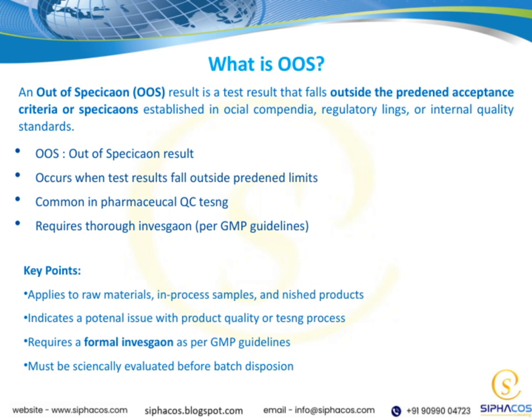Now, to clarify, an OOS result occurs when test results fall outside the predefined limits or specifications. These are the standards established in official compendia, regulatory filings, or our internal quality standards. So, what exactly is OOS? It stands for out of specification, and it simply means the test result does not meet the set acceptance criteria. This situation is quite common in pharmaceutical quality control testing, but regardless of how often it happens, it always triggers a detailed investigation as mandated by GMP guidelines. In summary, whenever we see an OOS result, it signals a potential problem that must be scientifically evaluated to ensure the integrity of our products and compliance with regulations.